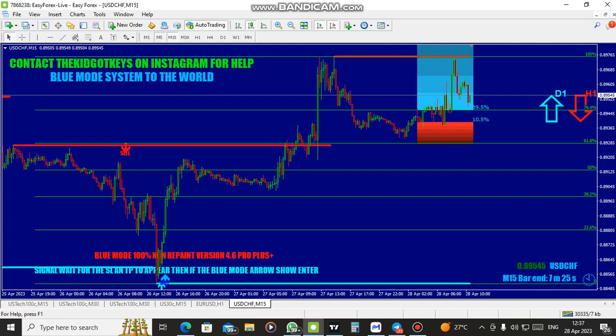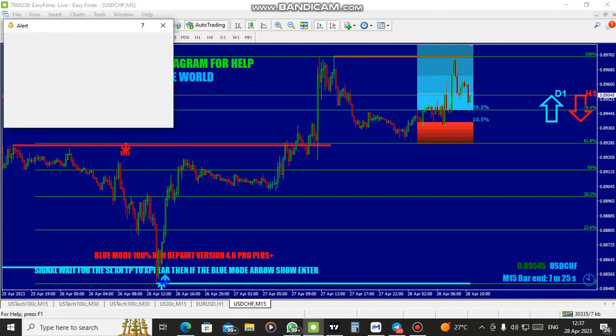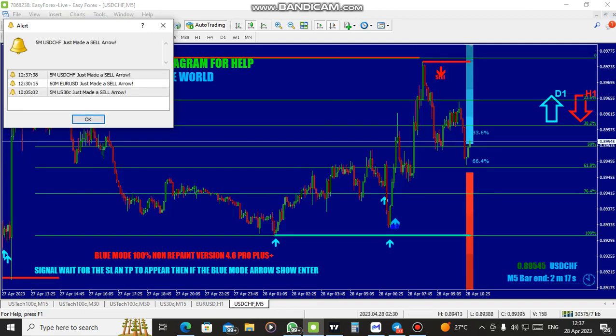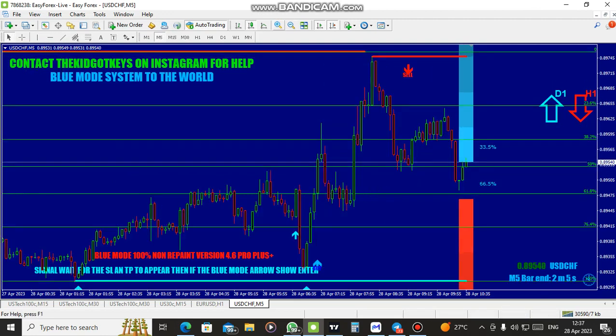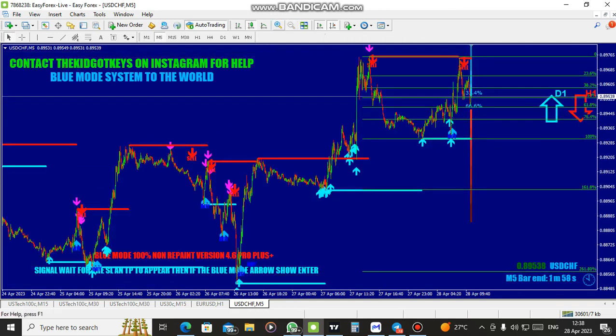Let's just go to 5 minute time frame, guys. So right now we're on 5 minute time frame, guys. We're on 15-minute time frame. This is USD CHF, and the system gave us a sell. Yeah, the system gave us a sell, guys. Yeah, this is a great signal to take a sell.